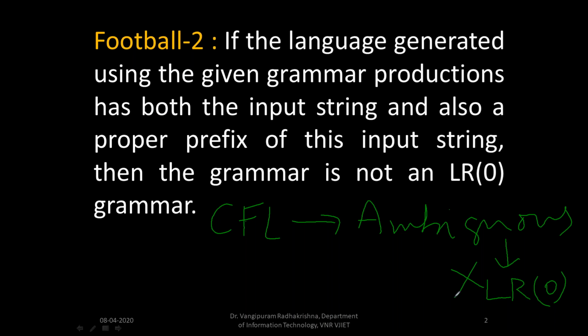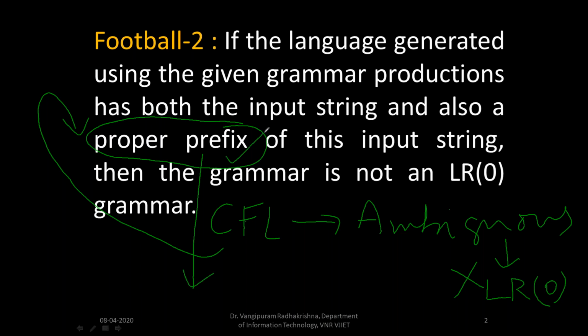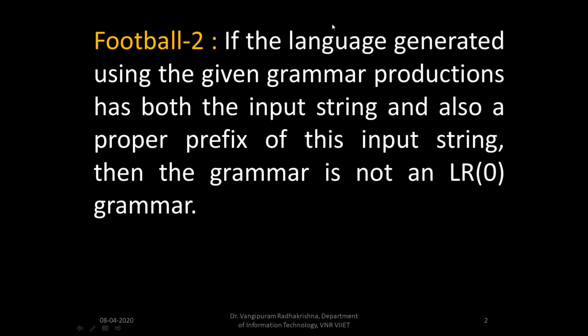Alternately, instead of proving or verifying the possibility of ambiguity, in this particular approach we try to find a proper prefix of a given string. If there is a proper prefix for the input string, then once again you are proving that the given context-free grammar is not LR(0). So Theorem 2 can be applied to prove that a given context-free grammar cannot be an LR(0) grammar.